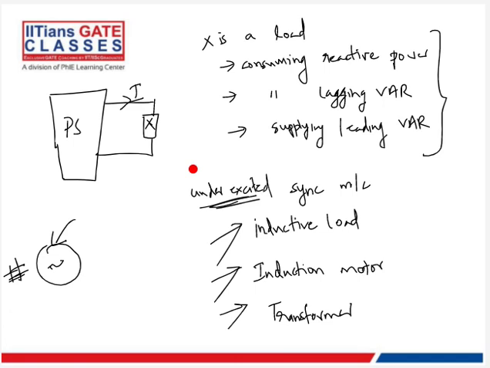Then think of it, if the machine is overexcited. If the synchronous machine is overexcited, what happens? It has more power than what is required to set up the magnetic field. So that power will be pushed into the grid. So it will be plus, right?